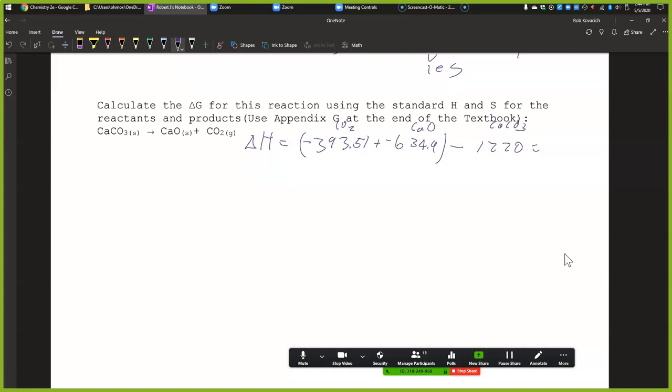So I end up with, what do I got here? Negative 393.5 plus negative 634.9 minus, sorry, minus negative 1220. So this is 191.6 kilojoules per mole. There's my delta H, my delta S. So we've got 213.8 and 38.1. And then we started off with 110. So 213.8 plus 38.1 minus 110. So 141.9.